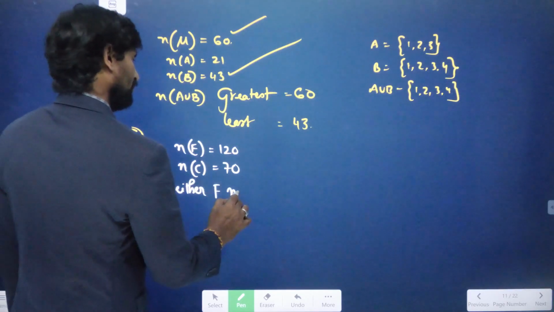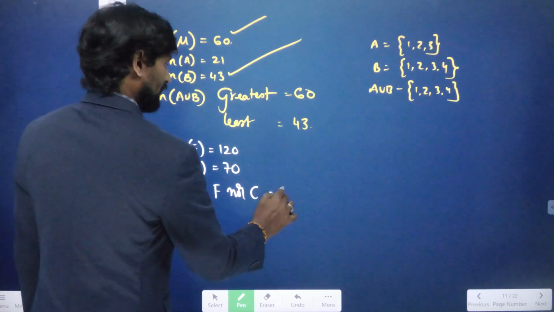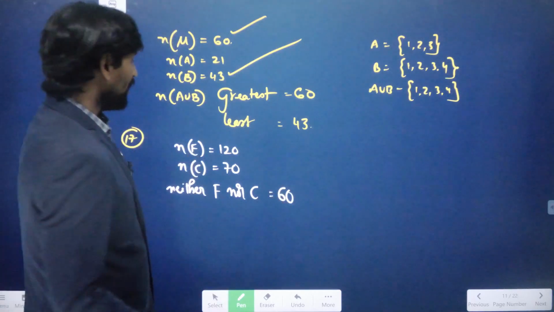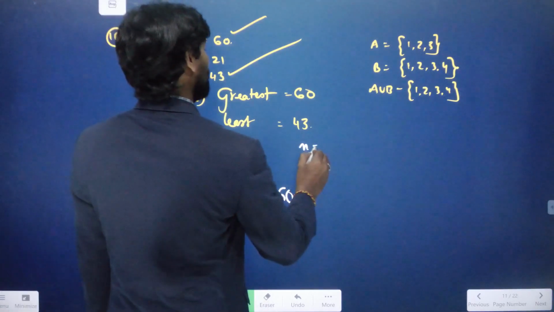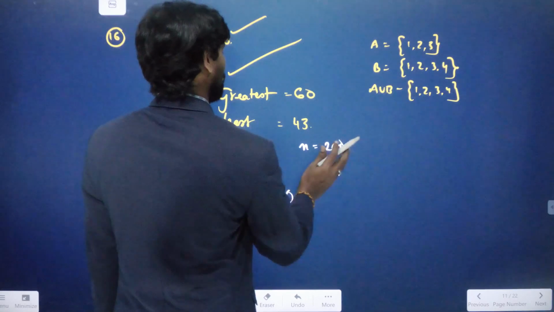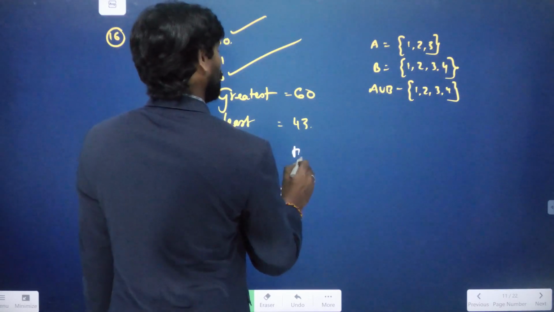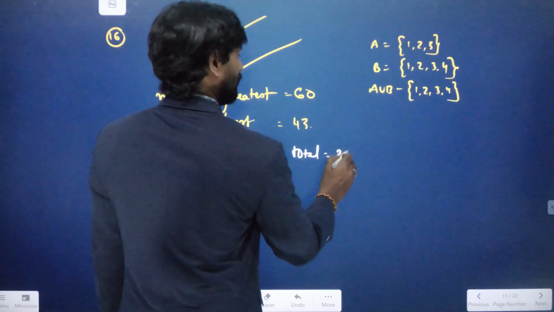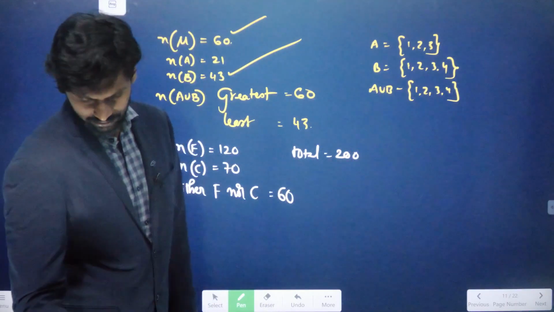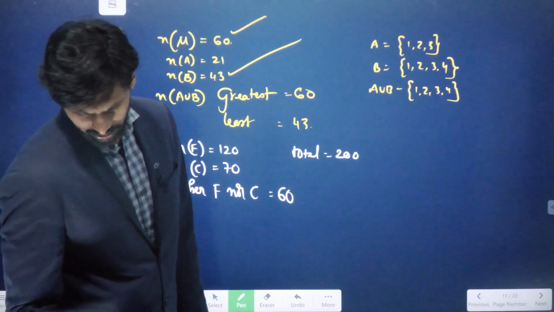Neither F nor C, 60 members are there. Total number of students equals 200. Total number of students equals 200. Okay?